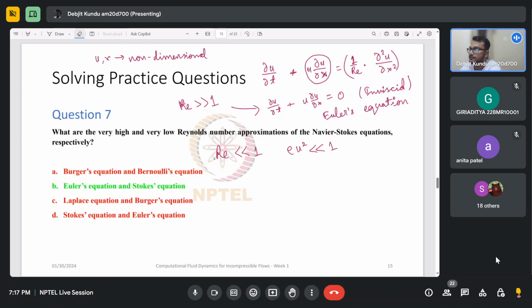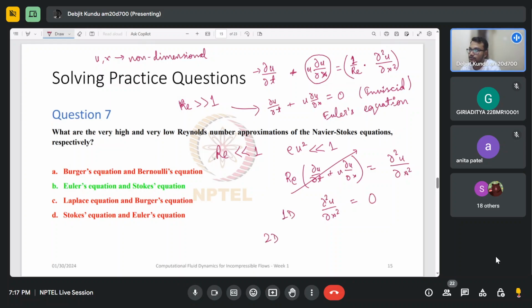So in that case you can modify this equation into, let's say, Re multiplied by (dou u dou t plus u dou u dou x) equal to dou squared u dou x squared. And since Re is low, this entire left-hand side you can ignore, and your equation simply becomes the second derivative of u being equal to 0.